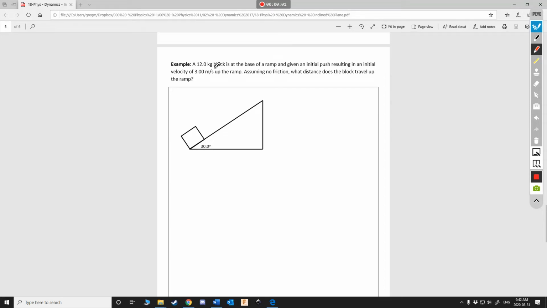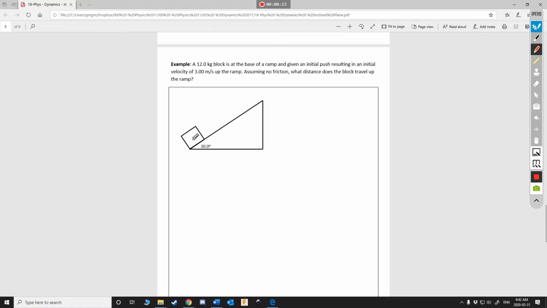Alright, so this is an example of where we can combine dynamics and kinematics. We have a 12 kilogram block at the base of the ramp, and it's given an initial push resulting in an initial velocity of 3 meters per second up the ramp. Before we can do this, we know that as this thing travels up the ramp, it's going to eventually slow down to 0 and then slide back down.